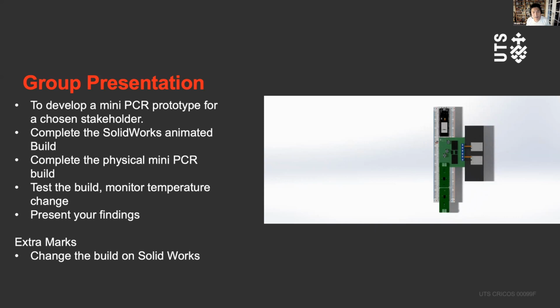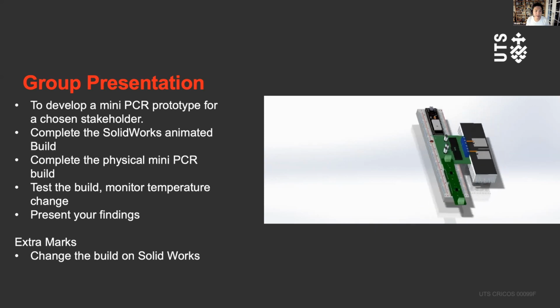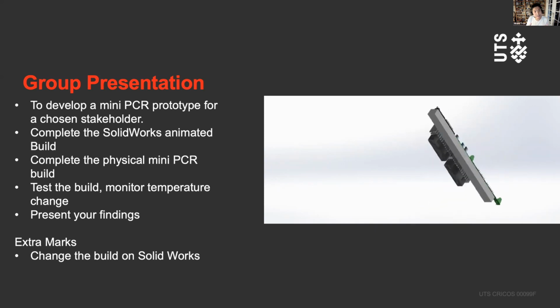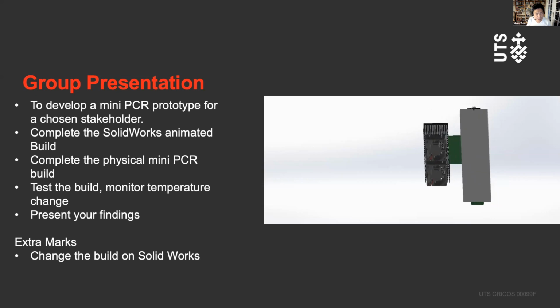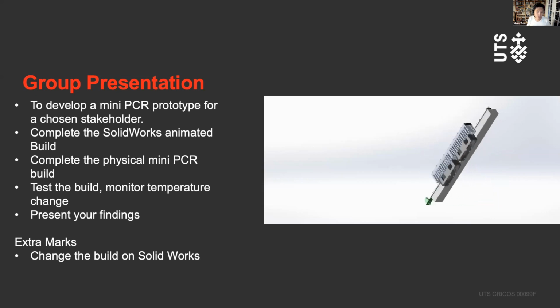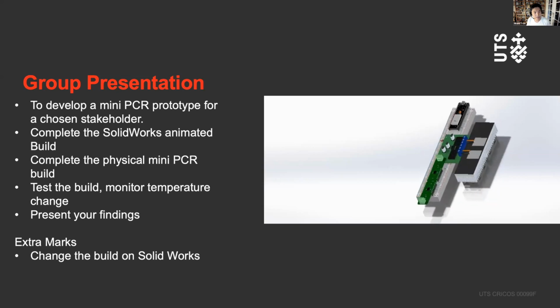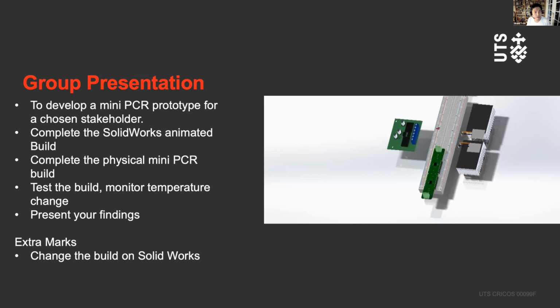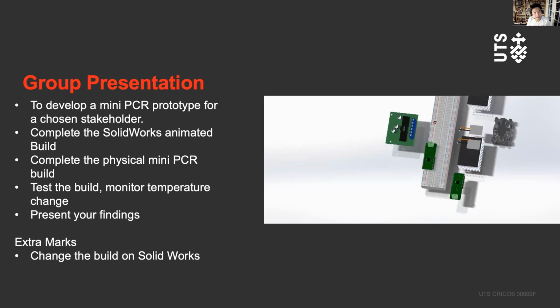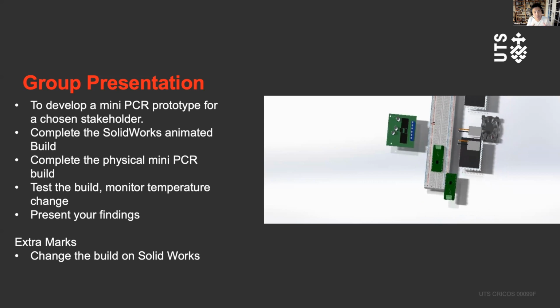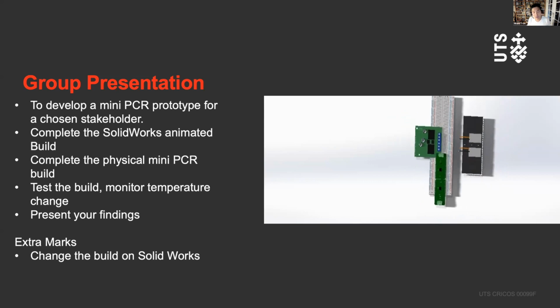Now, working in teams in parallel to what we're going to teach you in the Hive lab and also in the mechanical and electrical labs and SolidWorks, the idea is that you have to select a stakeholder. What I mean by that is, let's say you choose a stakeholder to design your mini PCR device. For example, if I chose a farmer to be my stakeholder, what type of considerations would I have to think about in designing this mini PCR prototype for the farmer? For example, it has to be waterproof.